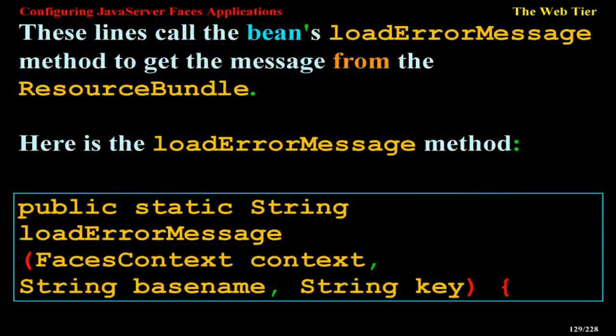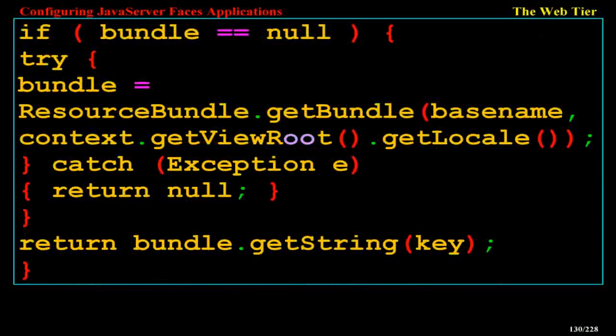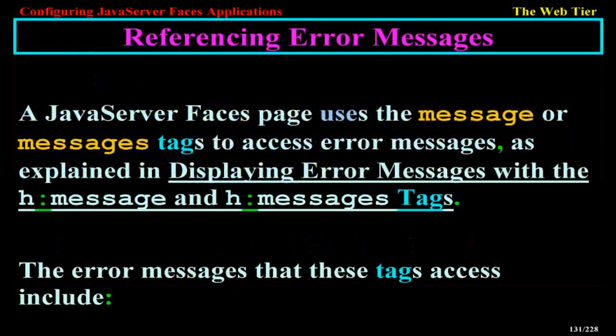public static String loadErrorMessage(FacesContext context, String msgName, String key) { if (bundle == null) { try { bundle = ResourceBundle.getBundle(msgName, context.getViewRoot().getLocale()); } catch (Exception e) { return null; } } return bundle.getString(key); } Referencing error messages.